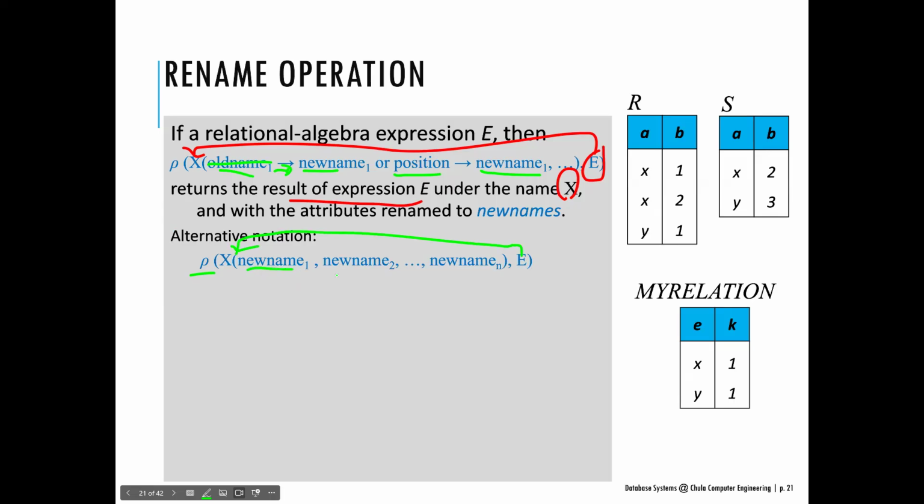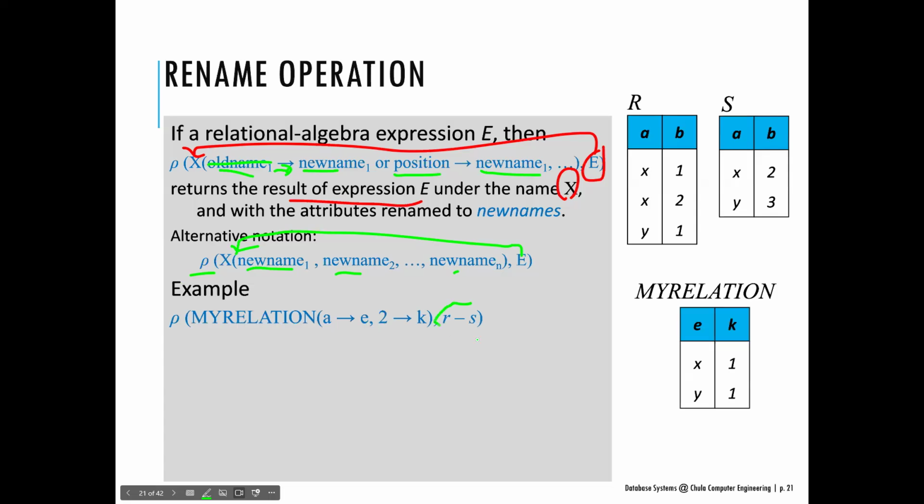And I can also just list all the new names. But if you use it this way, the number of new names will be equal to the number of attributes. So every attribute will be renamed to the new name, but you can use the old name as well. Position number one will be renamed to the first name in the list. All right, now let's see the example.